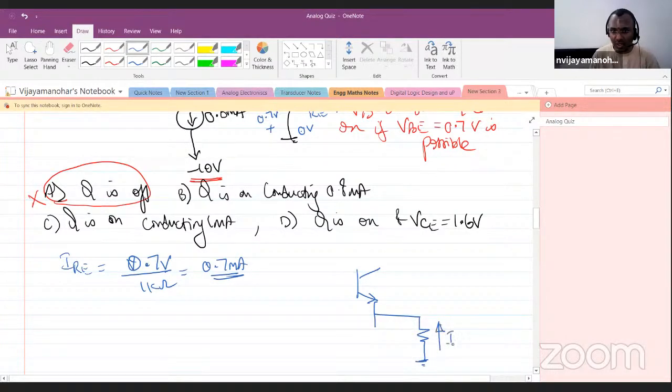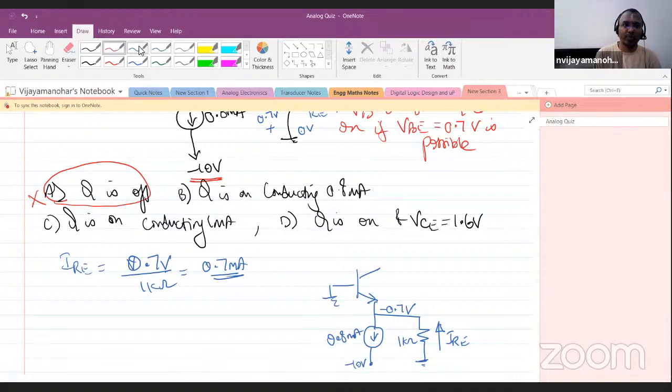This is your IRE. This is 1 kilo ohm. This is minus 0.7 volt, and this is 0.8 milliampere connected to minus 10 volt. The base is at ground, correct? I am looking at only this portion.